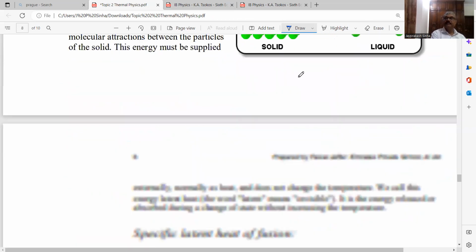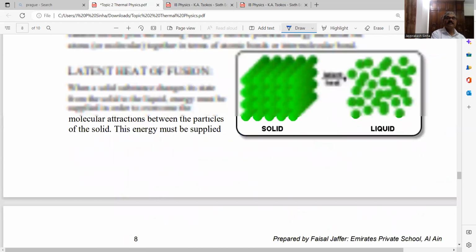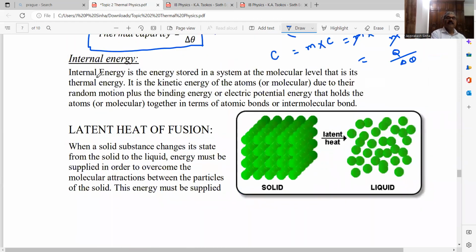Now internal energy. Internal energy is the energy stored in a system at the molecular level. That is its thermal energy. It is the kinetic energy of the atoms or molecules due to their random motion plus the binding energy or electric potential energy that holds the atoms or molecules together in terms of atomic bonds or intermolecular bond. Okay. So what is internal energy?